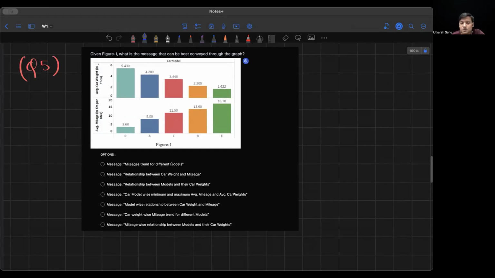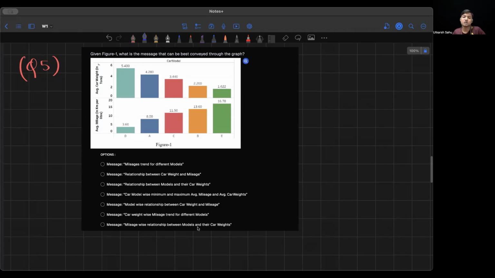Mileage trend for different models. No. Relationship between car weight and mileage, relationship between models and their car weight. Car model wise minimum and maximum average mileage and average car weights. So let's see. Model wise relationship between car weight and mileage. Car weight and mileage wise trend for different models. Mileage wise relationship between models and their car weight.